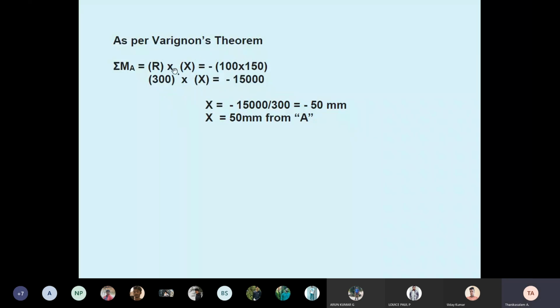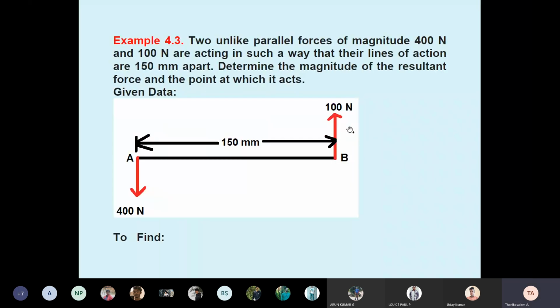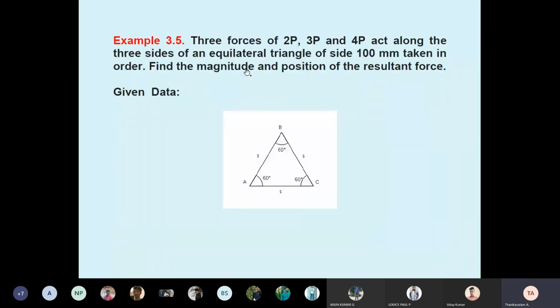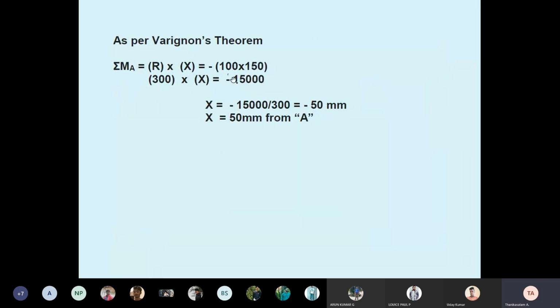Clockwise I put plus, anti-clockwise minus. Minus 100 into 150: minus because it is anti-clockwise with respect to A. That's why I made it minus. Here we just neglect the minus; the sign only indicates clockwise or anti-clockwise. Therefore x equals 50 meters from A.